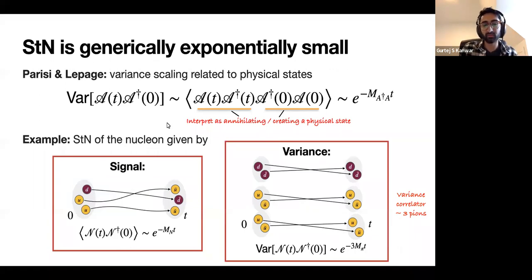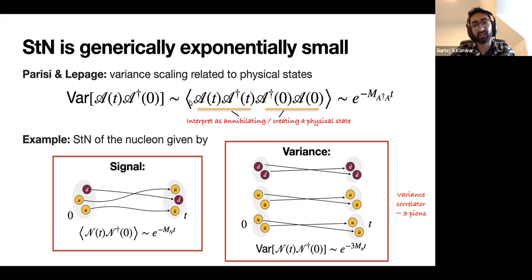So just to point out one particular example, for a nucleon correlation function, which corresponds to at time 0 creating 2 up quarks and a down quark, and at time t annihilating them. So this, of course, at large t should fall off as e to the minus mass of the nucleon times time, just based on that spectral decomposition from before.